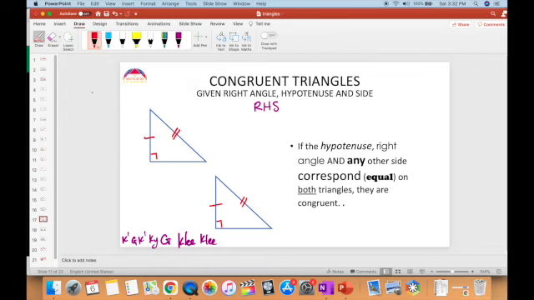And the fourth way to check congruence has to do with the right angle triangle. If you have two triangles and they both have 90-degree angles in them, they both have the same hypotenuse, and then any one of the corresponding sides are equal, then they are the same triangle.